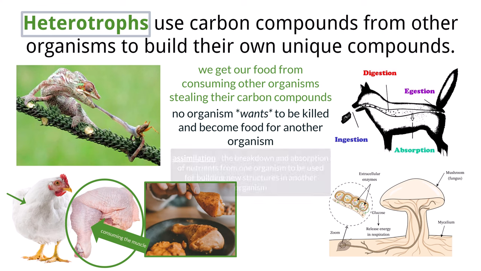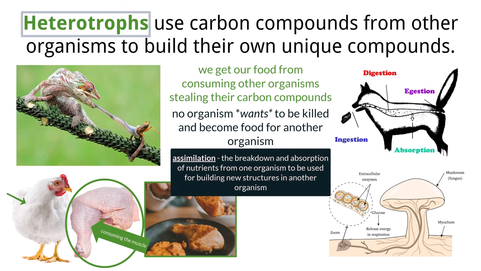body. This is called assimilation, when organisms absorb carbon compounds from other organisms and use them to build structures for their own body, which can be summed up to the phrase, "You are what you eat." But don't feel too bad because the chicken got those nutrients from a different plant that it consumed. And so goes the circle of life.